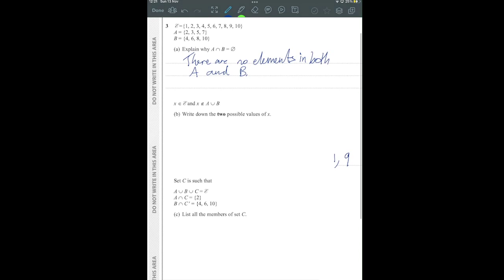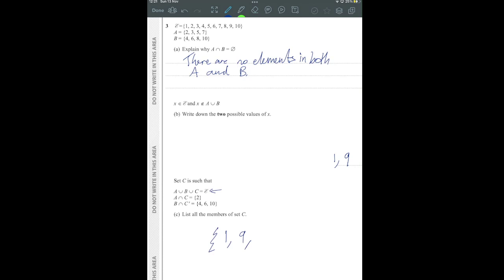Finally, we have set C. Set C with A and B covers the entire universal set. A intersect C is 2. Well, that tells me that 2 has to be an element. Or let's actually do them in order. So that first statement tells me that anything that's not in A and not in B has to be in C to cover everything. So we have to have that 1 and 9 from the previous part.